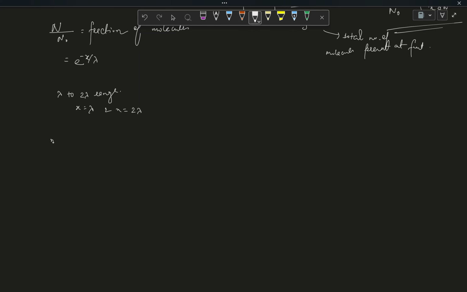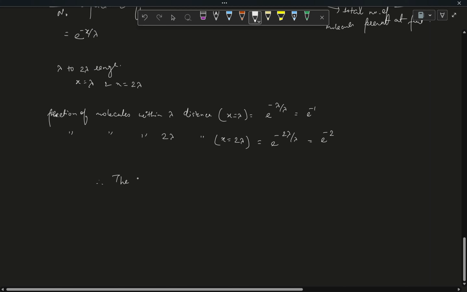So first of all, the fraction of molecules within lambda distance, that is x equal to lambda here, is equal to e to the power of minus lambda by lambda, which is e to the power of minus 1. Then the fraction of molecules within 2 lambda distance, that is here x equal to 2 lambda, is equal to e to the power of minus 2 lambda by lambda, which is e to the power of minus 2.